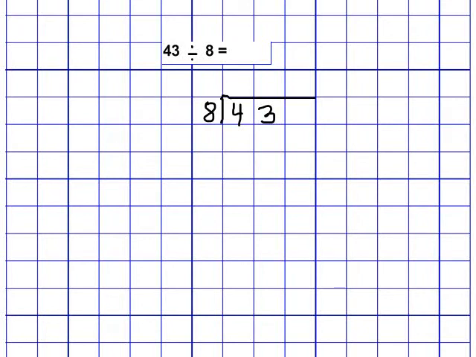8 goes into 4 0 times, and 8 goes into 43 5 times. 5 times 8 is 40. Take away a 3 and a 0. Now, I have a 3 as a remainder. Notice that I had said that there was no decimal point. Or wasn't there? There actually is a decimal point right after the 43 because 43 is a whole number. Then what I'm going to do is go ahead and take that decimal point up.